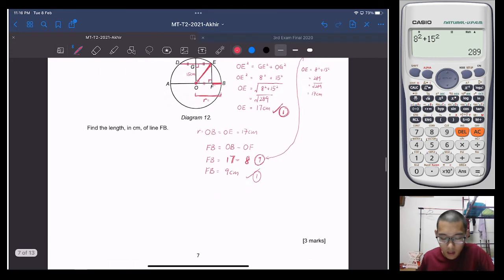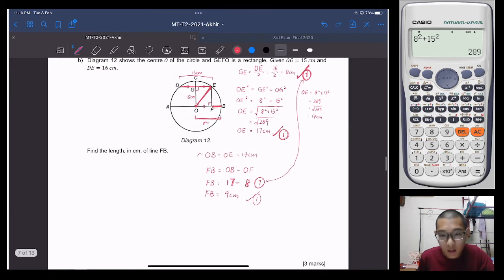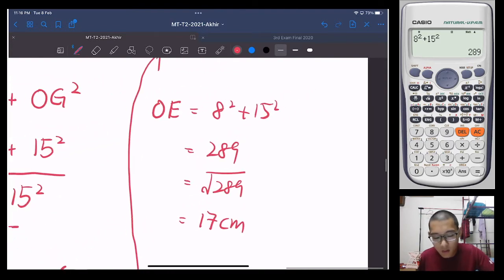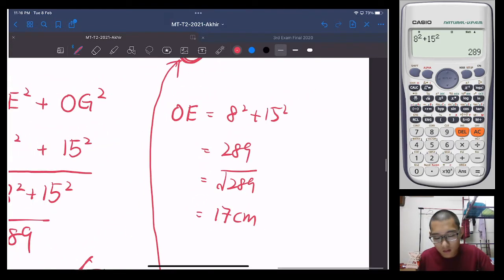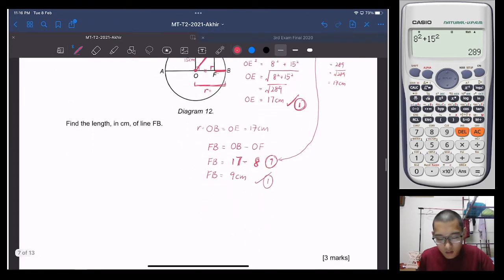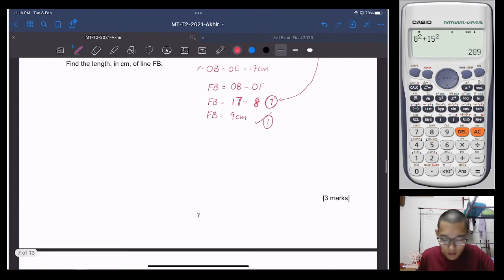Okay, so if you can find out the final answer, 9 cm, with the relevant steps, you can receive full marks. As long as you didn't make a mistake in between. Let's say if you make a mistake, I just write down this one is a mistake, didn't make sense. Okay, you didn't receive 1 mark there.